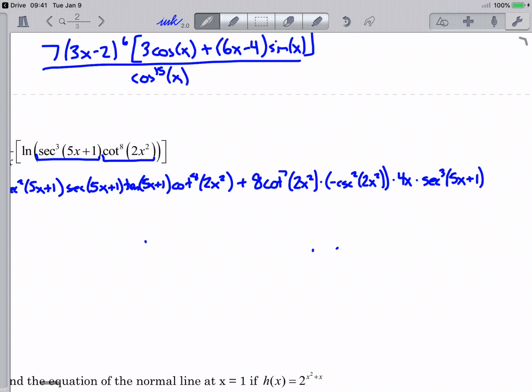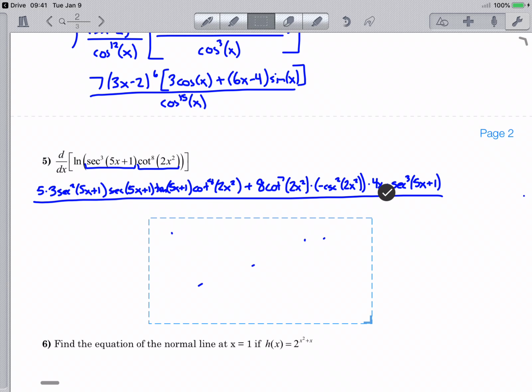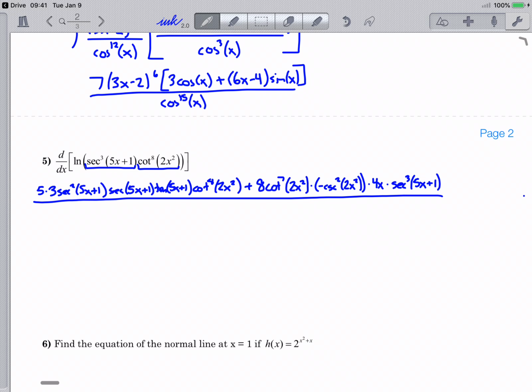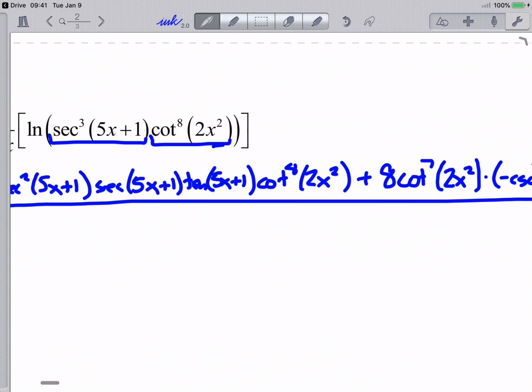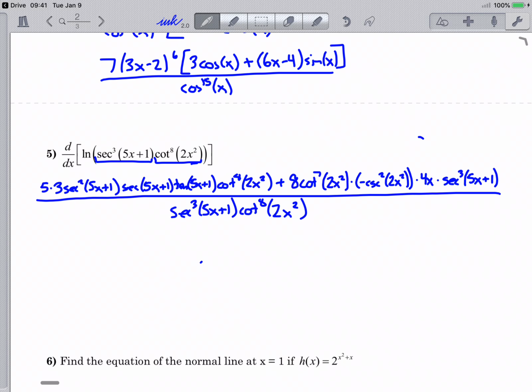So that is product rule. So that's my derivative of the inside of my natural log. All of this beautiful stuff goes over the original inside, which is, waiting for my s to show up, and it became a line. Secant cubed of 5x plus 1, cotangent to the 2x squared. I imagine this has a lot of simplifying I can do.